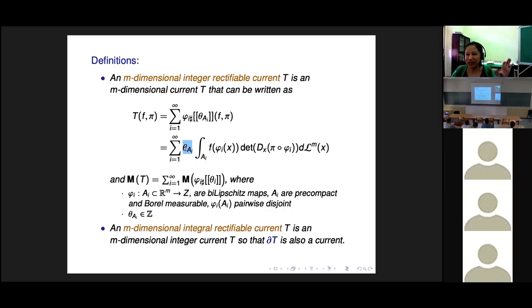And then if you put the following requirement, that the boundary is also a current, because I didn't tell you, but the boundary might not be a current. So if the boundary is also a current, then this current T that is written this way is called an integral rectifiable current. Okay.